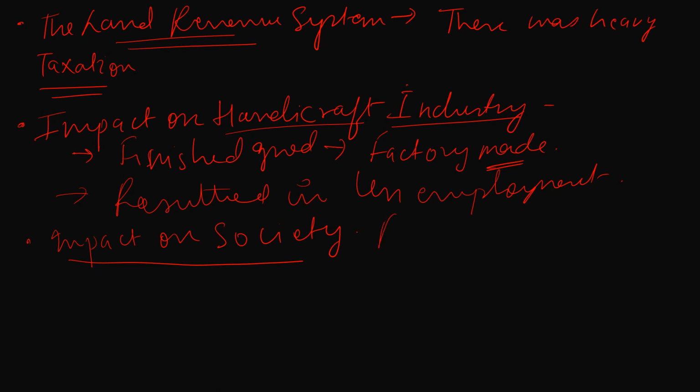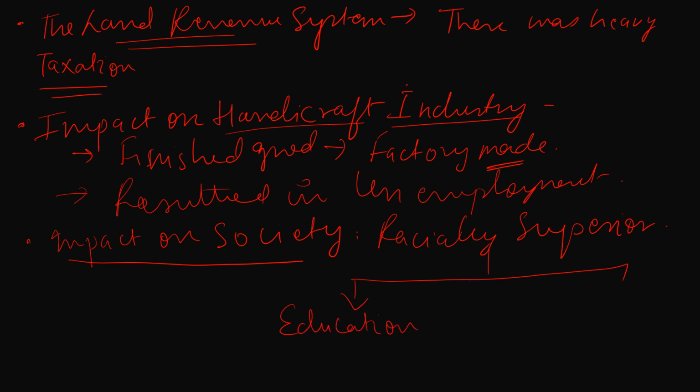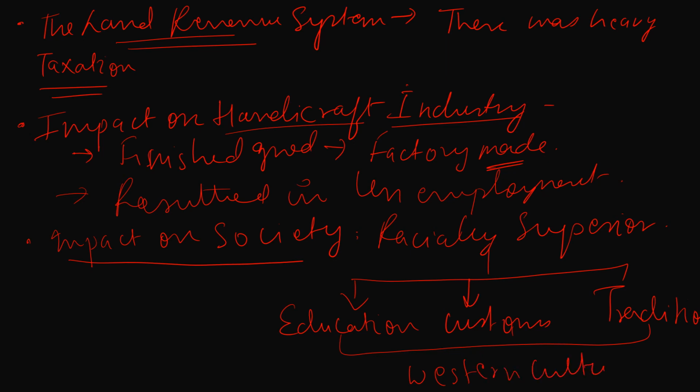Britishers consider themselves racially superior. Now, because they were racially superior, they actually made lots of changes in education, customs, and tradition. And all this was actually replaced by Western culture. So every country lost their own tradition, customs because they were actually influenced by the Western culture. So these were the negative impacts of the imperialism.